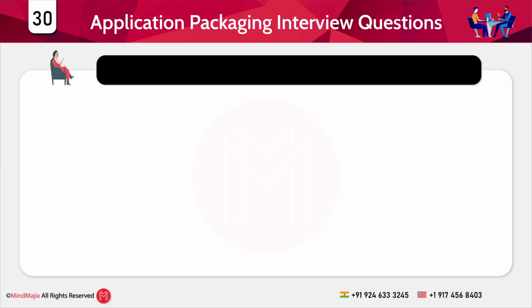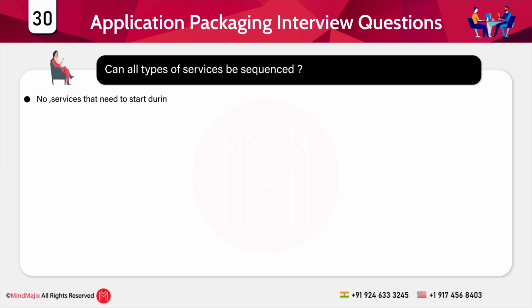Question number 30. Can all types of services be sequenced? The answer is no. All the services cannot be sequenced. For example, services that need to start during the boot process cannot be sequenced.